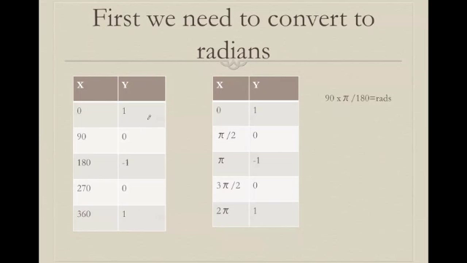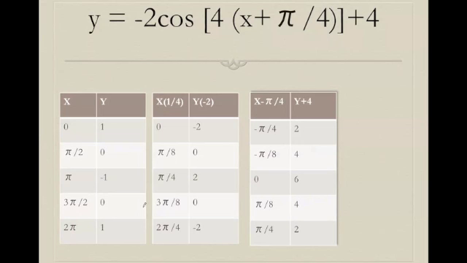So 0 times anything is 0. 90 times pi over 180 gives us pi over 2. Before we said that our second table of values is x times 1 over b, and our b value is 4. So it is x times 1 over 4. So 0 times 1 over 4 gives us 0. Pi over 2 times 1 over 4 gives us pi over 8. Pi times 1 over 4 gives us pi over 4. 3 pi over 2 times 1 over 4 gives us 3 pi over 8. And 2 pi times 1 over 4 gives us 2 pi over 4.